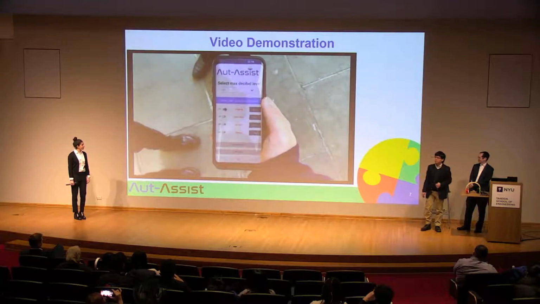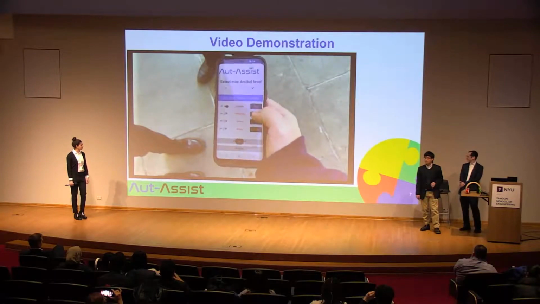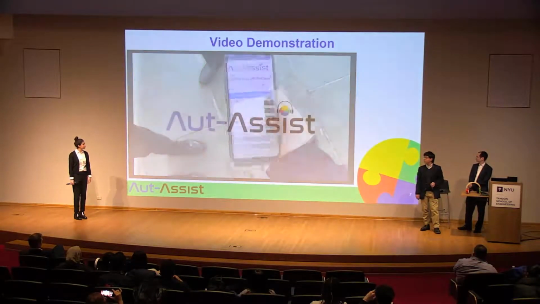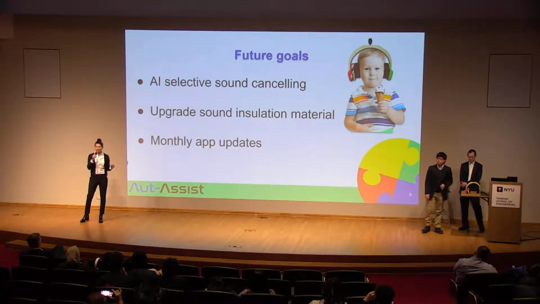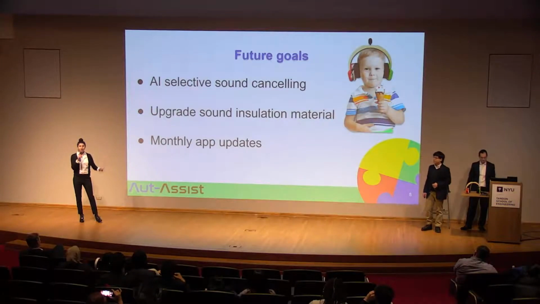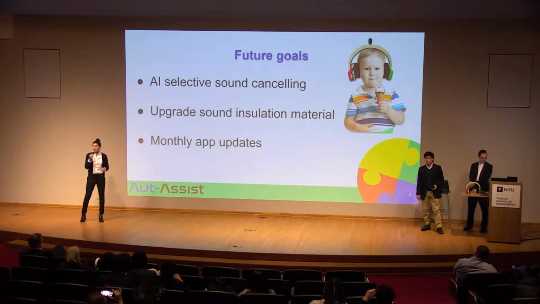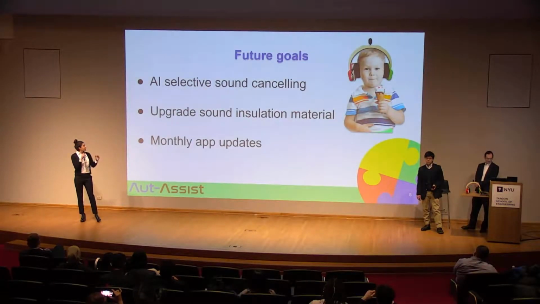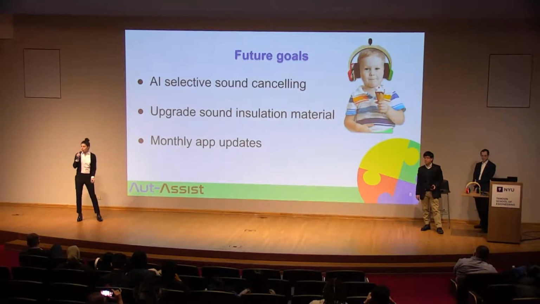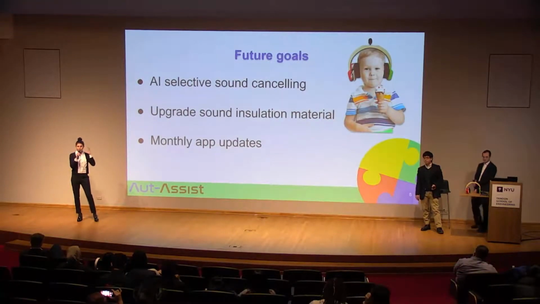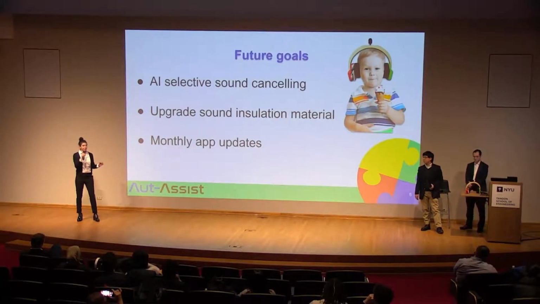Through the Autisys app, the user is able to select the decibel level desired in the headset. There are 2 main improvements that are being worked on in order to make this headset more functional. The first one would be a sound cancelling feature through artificial intelligence. This feature would focus on cancelling specific and triggering sounds to the user. The second improvement would be adding more insulation around the user's ears. Monthly app updates will help us best implement these improvements.